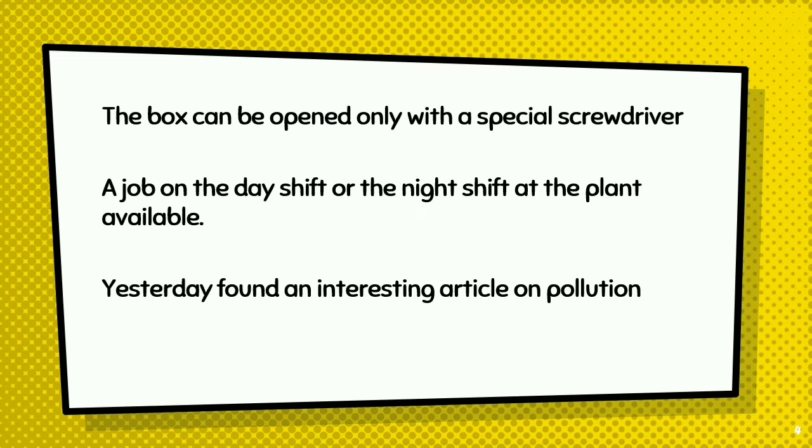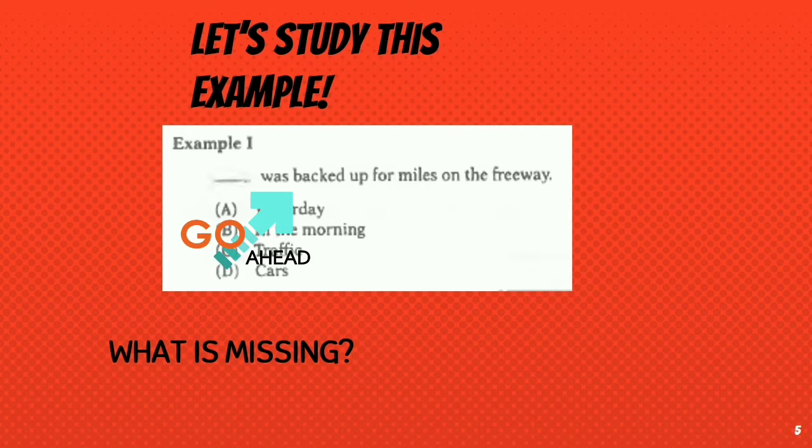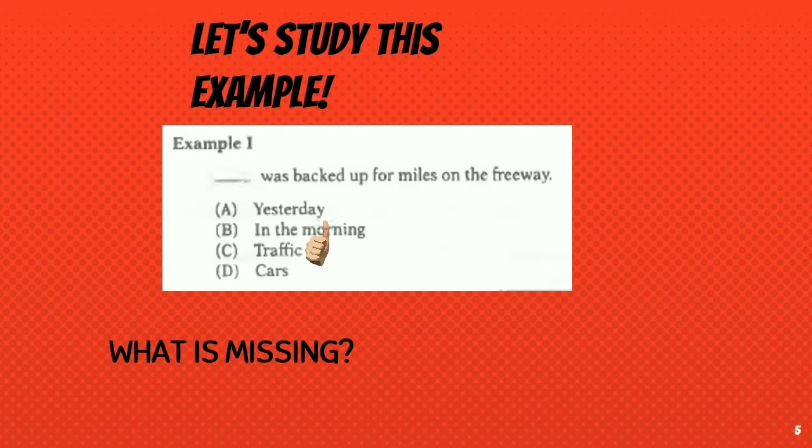Okay, continue. Let's study other examples. Blank was backed up for miles on the freeway. Let's analyze. What is missing from the sentence? Is there any verb? Yes. Was backed up is the verb. Is there any subject? No, unfortunately. The subject is missing. So we have to find the subject in the options. There are two possibilities, namely C or D. Let's analyze more. Look at the verb, was. It's for a singular subject. So find the singular subject in the options. Therefore, the answer is C.